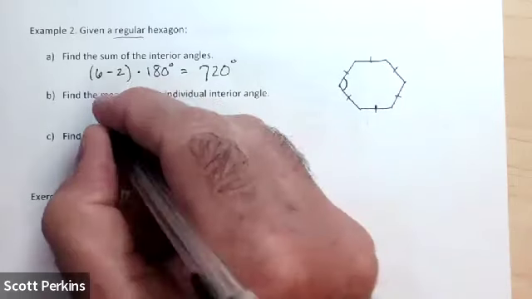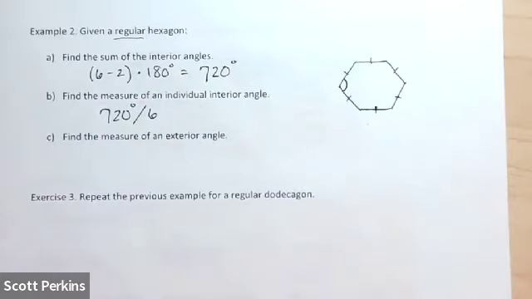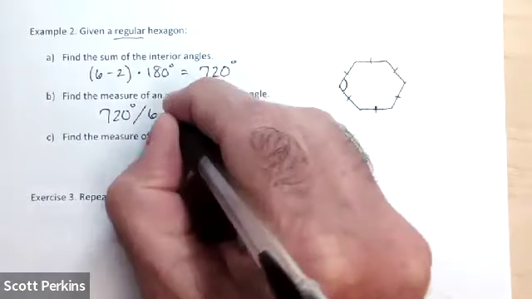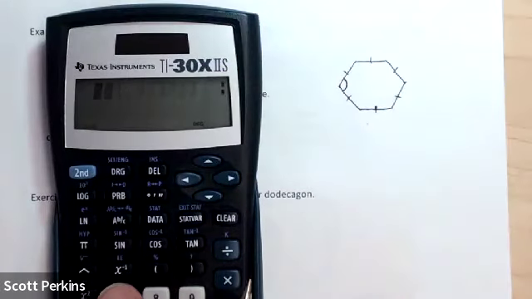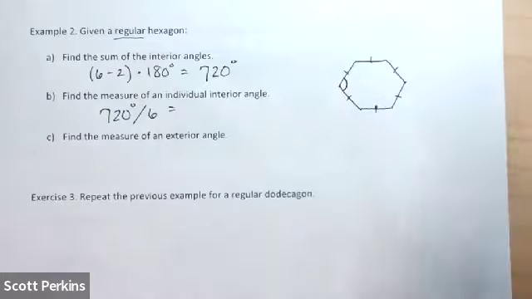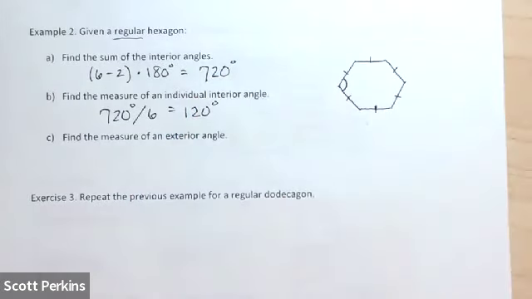So I'm going to take, just like I was told, the 720 degrees, and I'm going to divide it by 6. All right, and when I do that, let me grab my calculator. Here's my good buddy, the calculator. 720, I'm going to divide by 6. I get that each angle is 120 degrees. Everybody tracking with me? You see how I'm able to determine that?